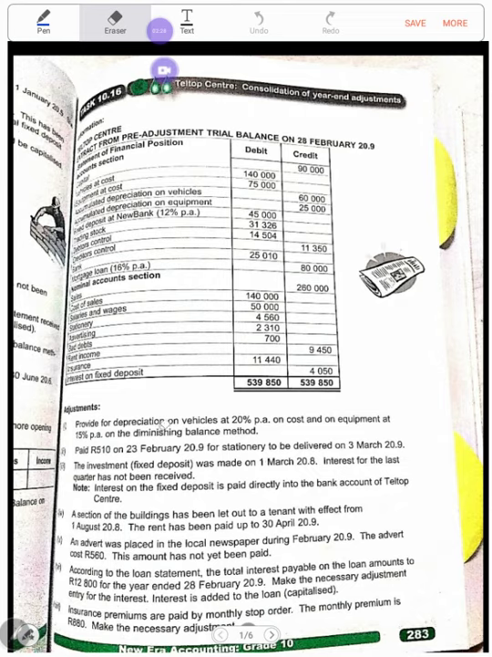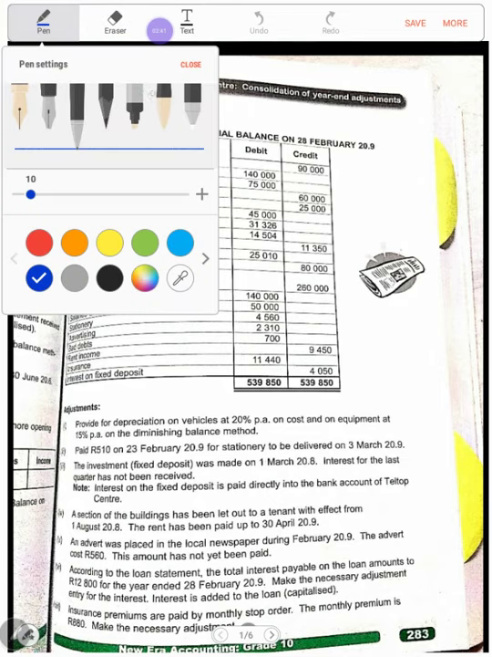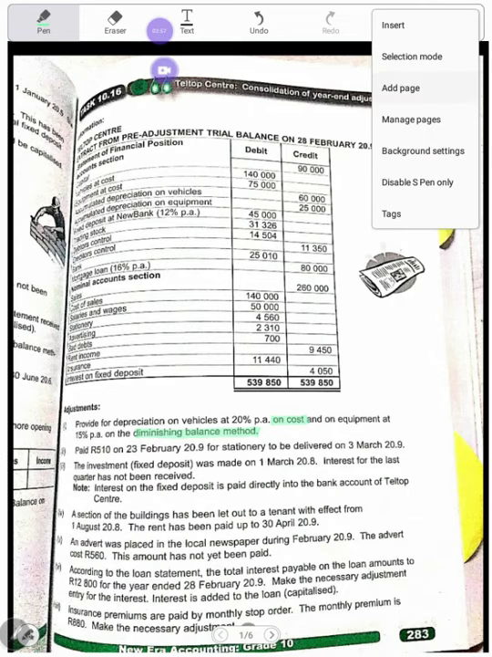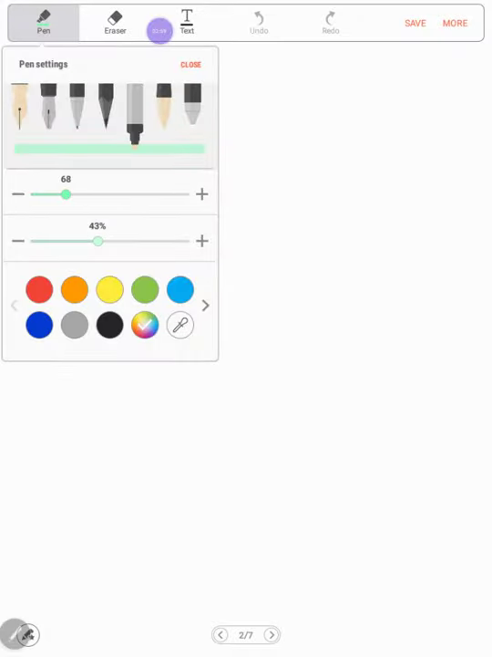They asked us to provide for the depreciation on vehicles at 20% on cost and on equipment at 15% on the diminishing balance. So remember there are two types of depreciation methods. We have the on cost method and we have the diminishing balance method. Please refer back to previous activities if you are uncertain about your depreciation.